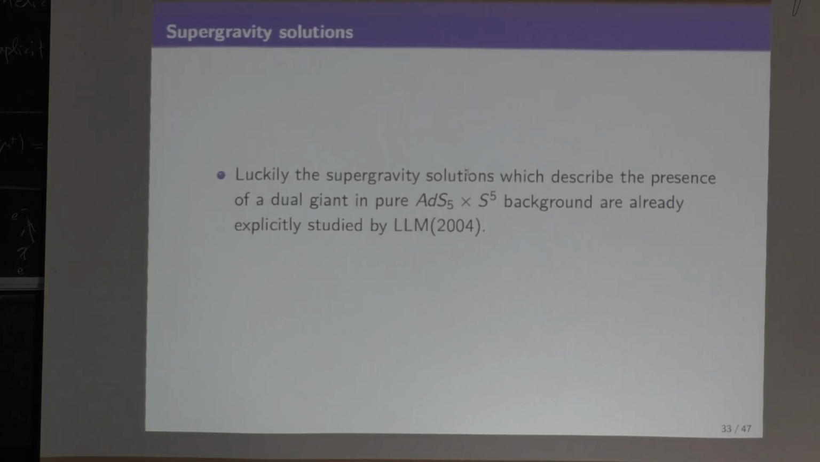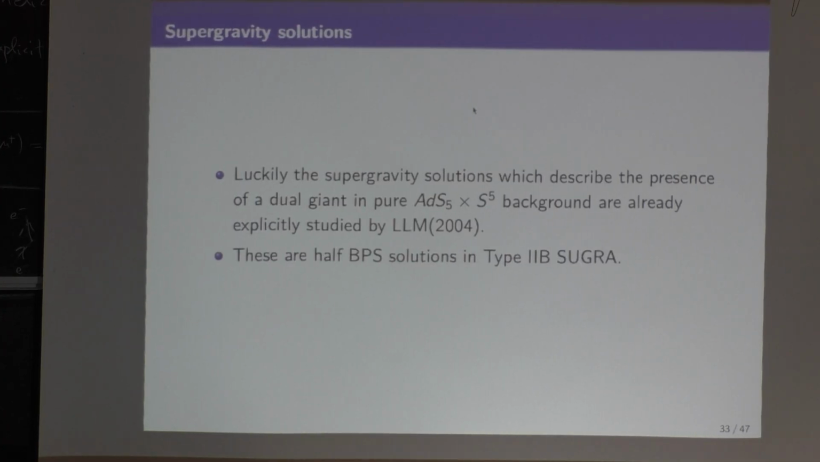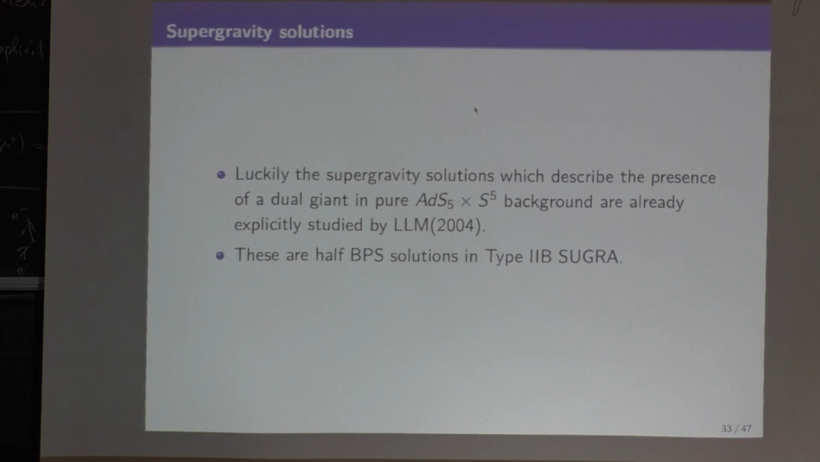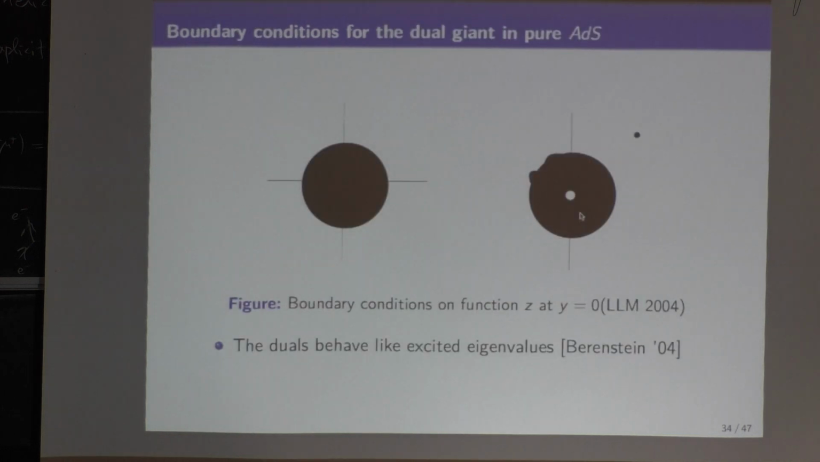Luckily, the supergravity solutions which describe the presence of a single dual giant graviton in pure AdS5 times S5 have already been studied in this famous paper by Lin, Lunin and Maldacena. So we basically just use the supergravity solution that they have and we add it to the black hole solution. Okay, now these are half BPS solutions in type IIB supergravity. For people who are familiar with the solutions, these solutions are basically described by some boundary conditions on a 2-dimensional plane. So the boundary conditions as in the first picture correspond to pure AdS space.